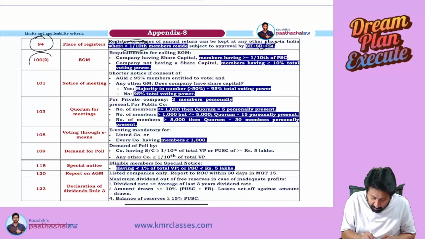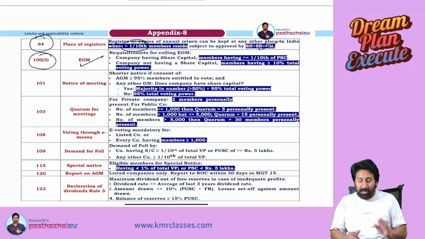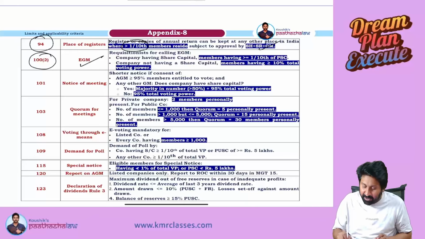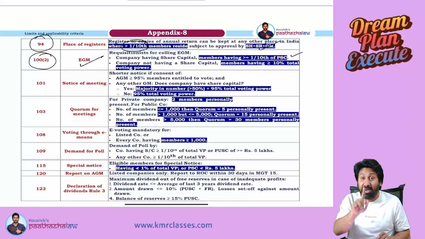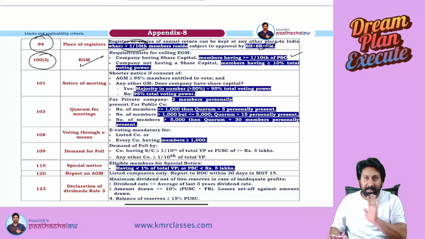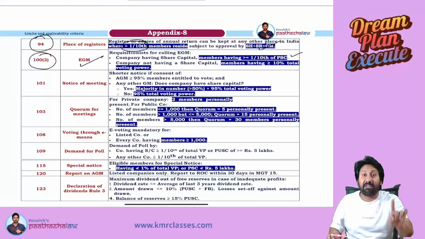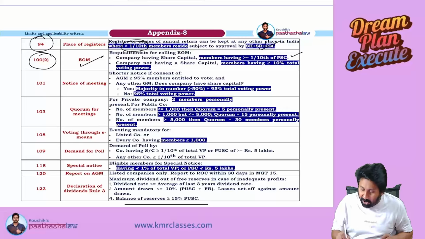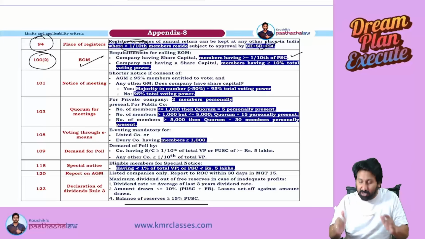Next one, 102 EGM. Who can call EGM? Company having share capital, members holding more than or equal to, means not less than 1/10 of the paid up share capital. Mark it, very important. 1/10 of paid up share capital. Free reserves will not be there. General meetings chapter, free reserves won't come. It is only on capital. So like that you have to remember. Okay, so more than or equal to means not less than 1/10 of the paid up share capital.